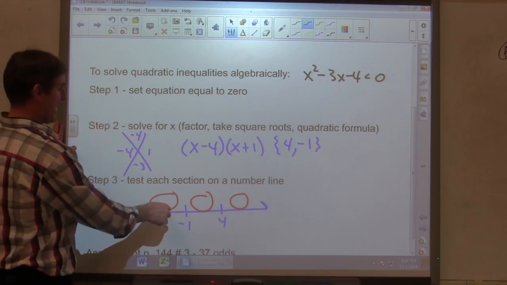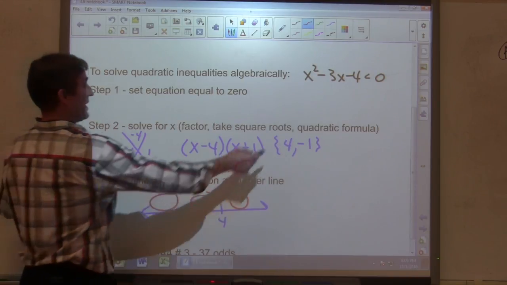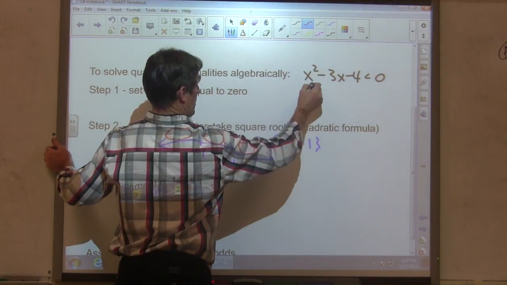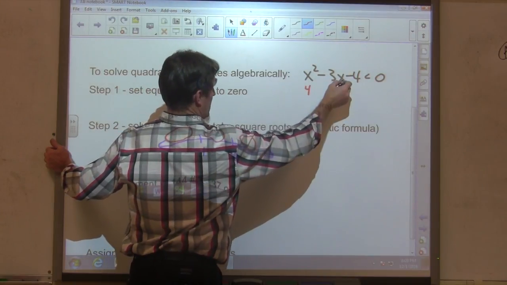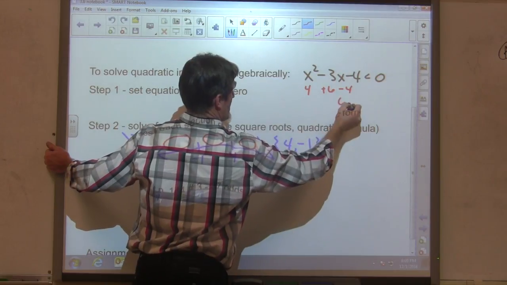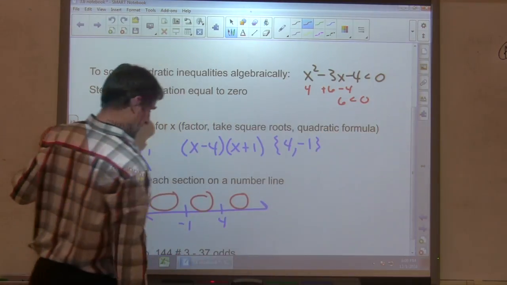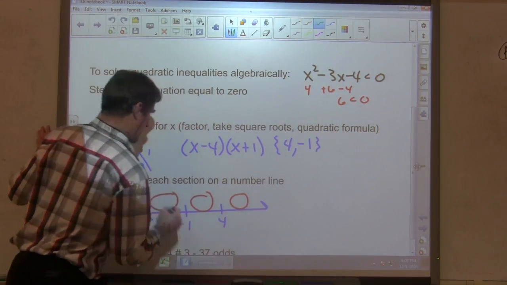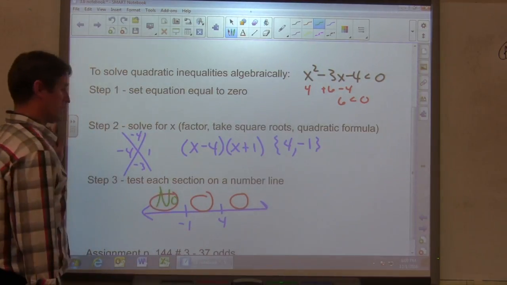So let's try negative 2. So we plug negative 2 in. Negative 2 squared is 4. Negative 3 times negative 2 would be positive 6. Minus 4 is 6. And 6 is not less than 0. So that area doesn't work.